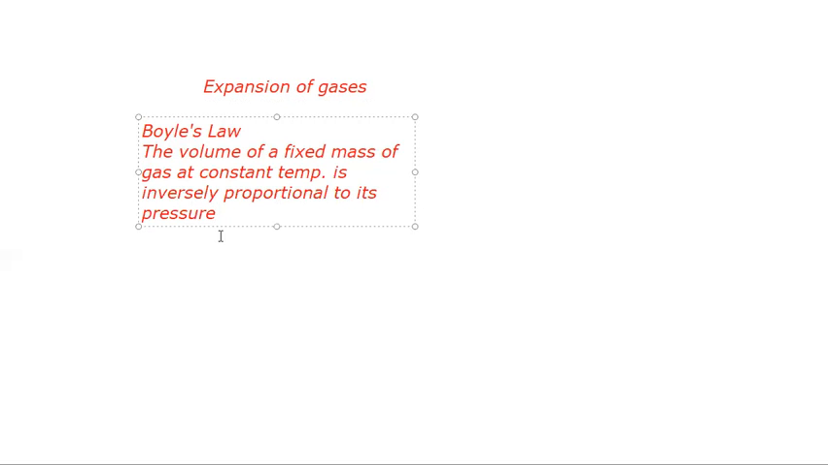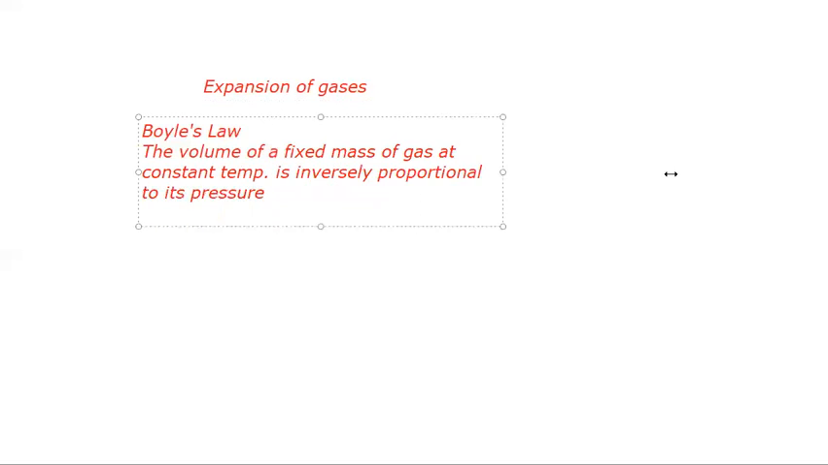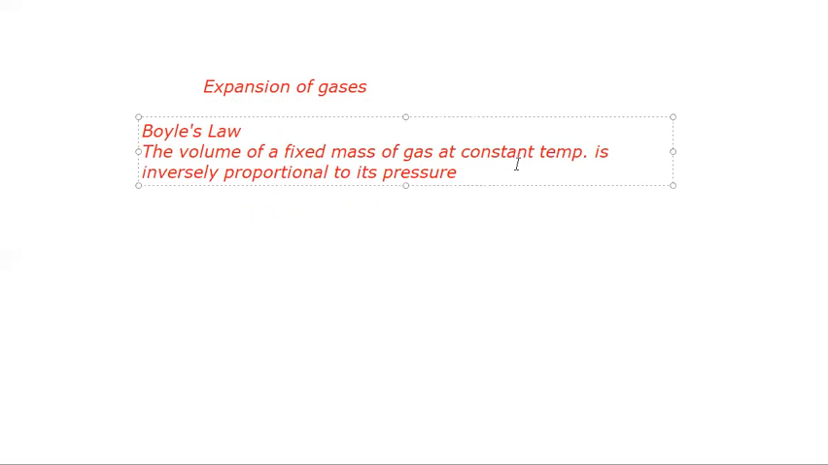What does this mean? That if we take a fixed mass of a gas at a constant temperature and if we increase the pressure, then the volume of the gas will decrease, and if we decrease the pressure, the volume of the gas will increase, right? So if P is the pressure, then P varies as inversely proportional to 1 by V, which means PV is a constant.